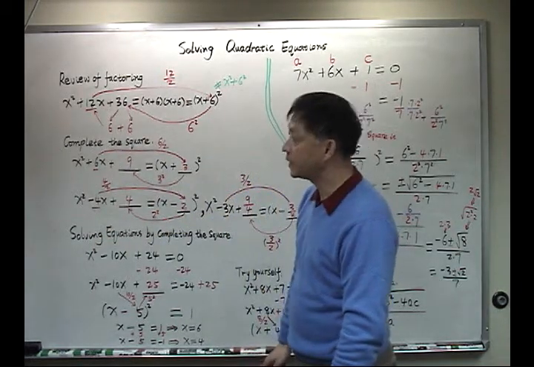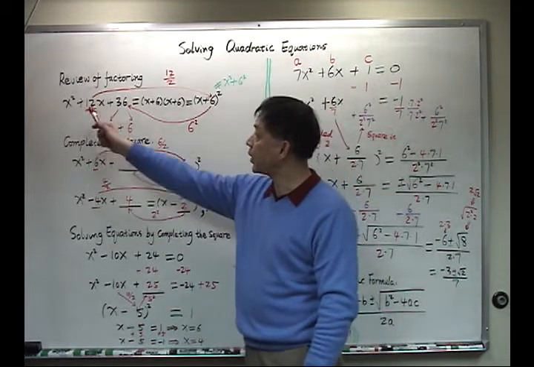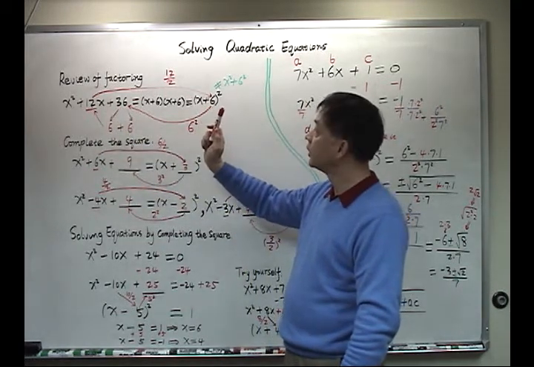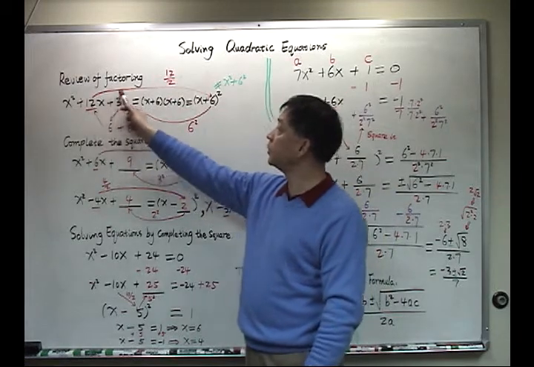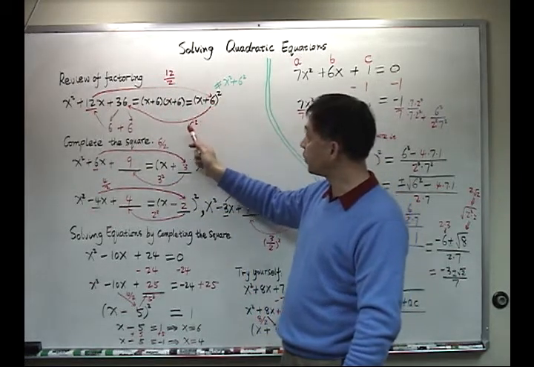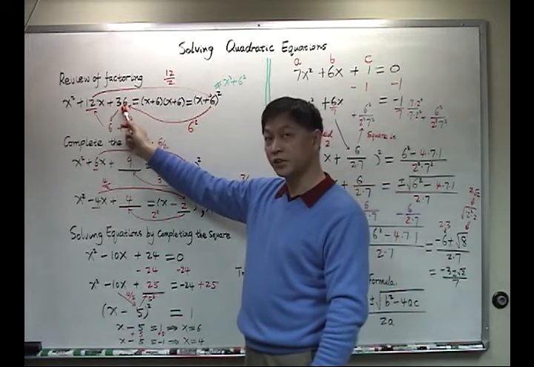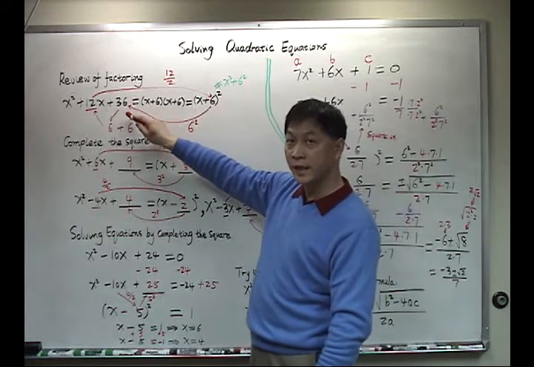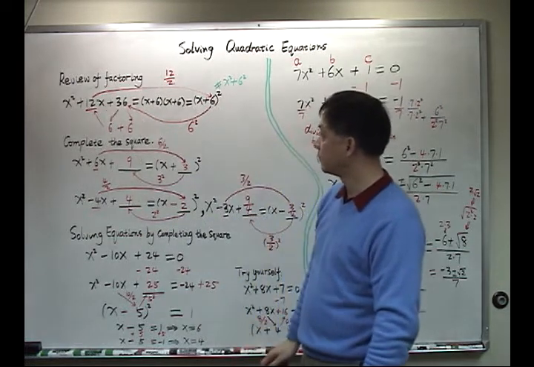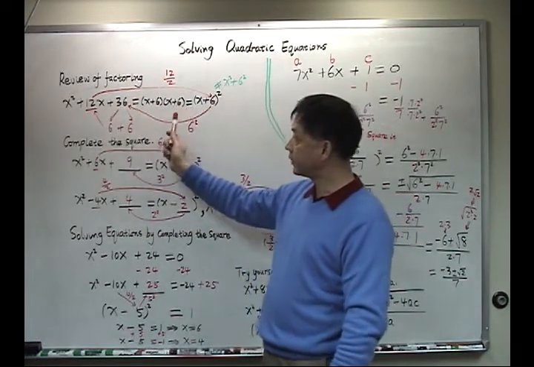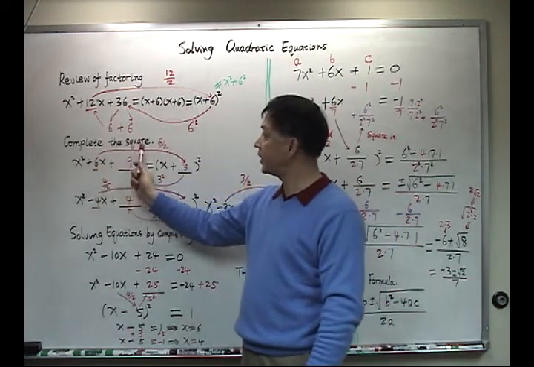Now let's look at the relationship between 12, 36, and 6. We know 12 divided by 2, we have a 6. And then 6 squared is 36. So you go like a circle. Okay? Now, based on the things above, let's complete the square here.